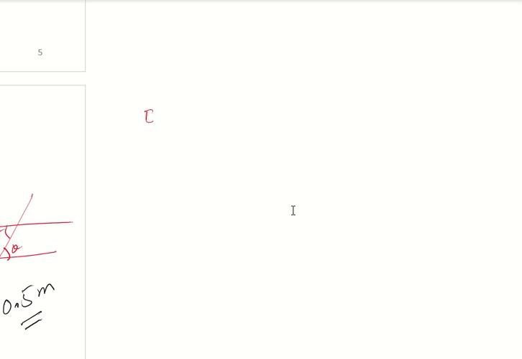So E1 due to Q1 is Ke times Q1 divided by R squared. You know that Ke, Coulomb's constant, is 9 into 10 raised to the power 9 Newton meter square per Coulomb square. I will not write the dimensions, but you should know that the dimensions of electric field are always Newton per Coulomb, which you can determine.